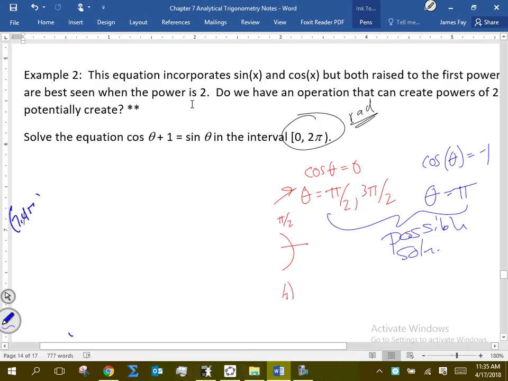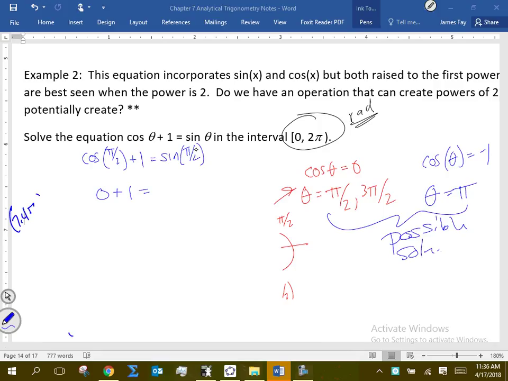All right, so checking these solutions. It's pretty easy, actually, to check these. I'm just going to plug in these solutions. So cosine of pi over 2 plus 1. We're going to see if that gives me sine of pi over 2. Cosine of pi over 2 is 0 plus 1. Sine of pi over 2 is 1. And we ask ourselves, is that a true statement? Yes, it is. So pi over 2 is a solution. Pi over 2 works.